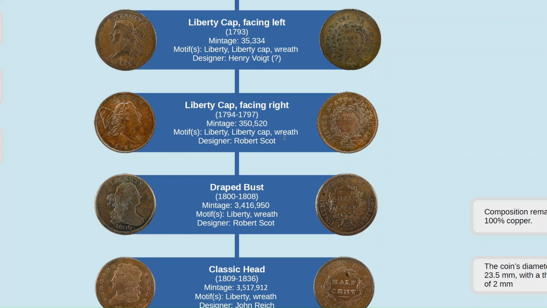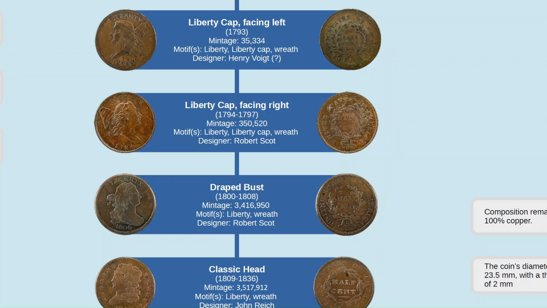The draped bust was minted from 1800 till 1808, with a mintage of 3.4 million across its entire run. So again, 10 times the last one, and 100 times the one before that. The motifs here are fairly similar. It's a different depiction of Liberty, but this time with differently styled hair, and she is wearing different clothing. The designer, as I said earlier, was Robert Scott.